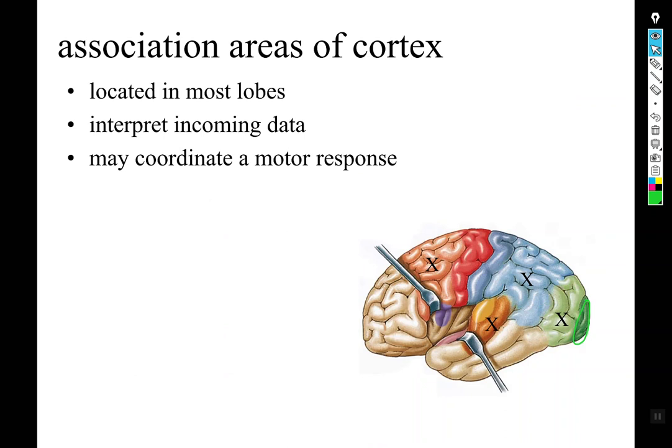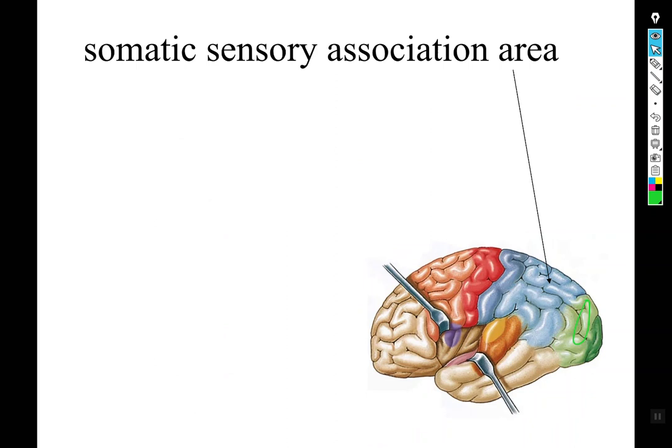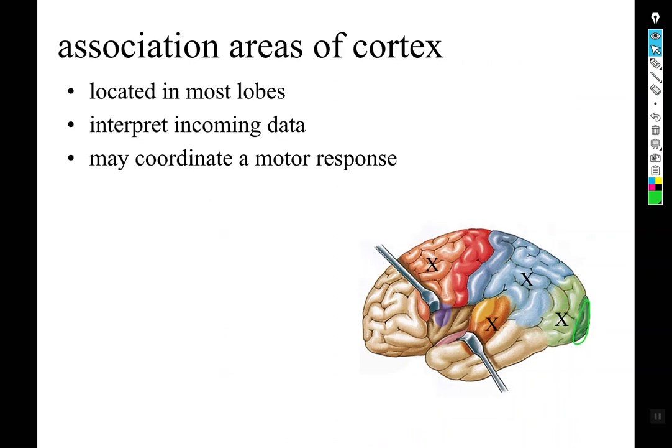So the association areas of the cortex are critical for those functions, allowing you to do something with the information that you're receiving. And in some cases, these may coordinate a motor response if one is required. So let's say you see an incoming object and it appears to be getting larger, which you know means it's getting closer. So that might cause you to do something like duck to avoid thrown objects. That's one example. There are many.